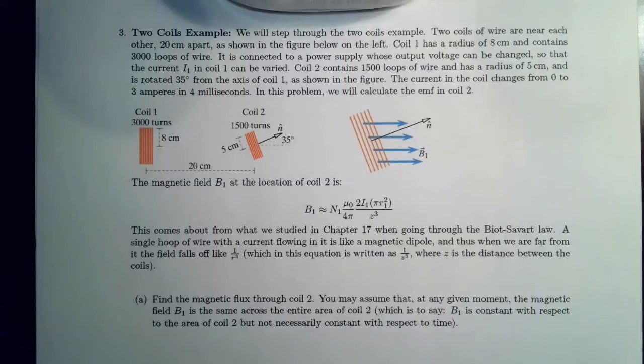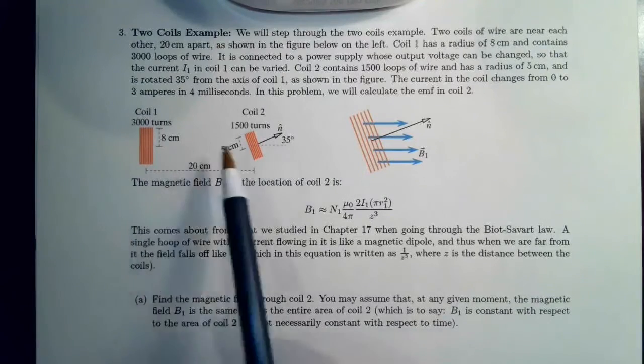In this video, I'm going to talk about the two coils example, which was in Handout 22, problem number 3. It's also on page 910 of the textbook.